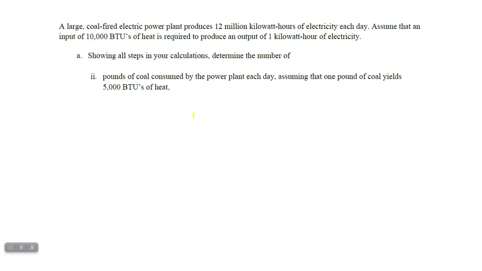All right, so the next question is asking now how many pounds of coal are going to be consumed by the power plant, and they give us more information. 1 pound of coal yields 5,000 BTUs of heat. So it's another conversion factor for us to use. So we have a number of BTUs that we produce, and like I said, I like me some scientific notation because I'm lazy. So that's how many BTUs are produced per day, or are needed per day.